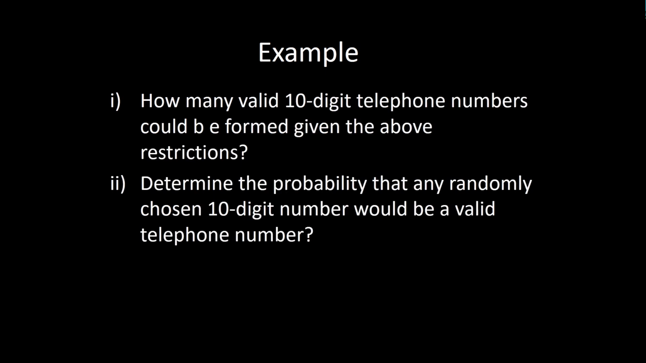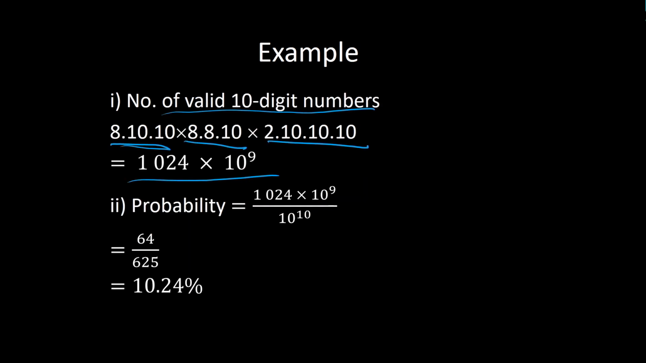Let's quickly look at the last question. They said determine the probability that any number would be a valid telephone number. So you randomly choose a number. How do we know it's going to be a valid number based on these restrictions now? So all you do is you say, well, let's look at the probability, which is going to be the number of possible ways that we can get a valid 10-digit number given those restrictions, and then we divide by the total possible number of digits that can be formed, and that's 10 to the power of 10, which we worked out in part A. If you divide those two, you end up with a probability of 10.24%.